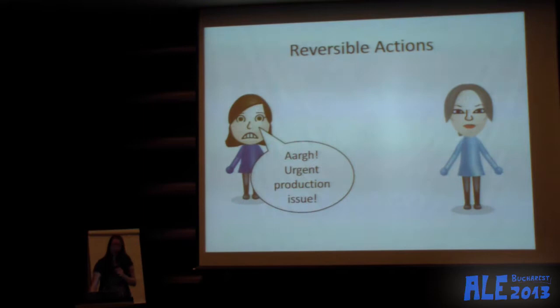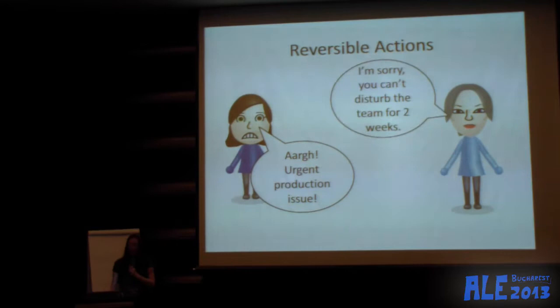We have an urgent production issue. And an urgent production issue is something the team need to act on immediately. But we have a Scrum Master, and the Scrum Master knows about Scrum. And what does Scrum say? Oh, I'm sorry, you can't disturb the team for 2 weeks. Well, you can, but you'll have to stop doing Scrum. You will have to abandon your sprint. And they say it like it's a bad thing.